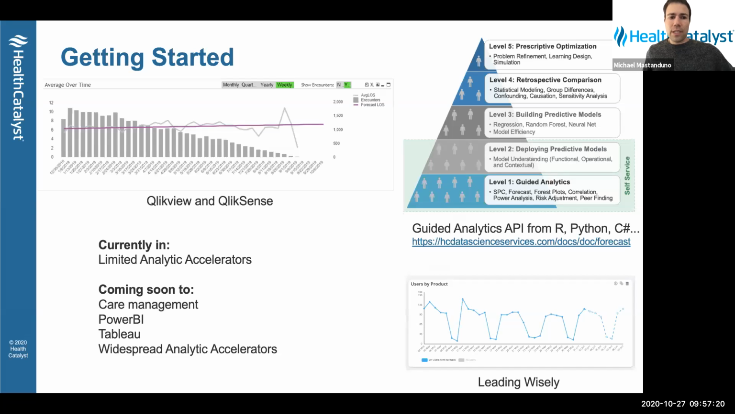So how do you get started with this? We have access to the Guided Analytics API using ClickView and ClickSense for all of your dashboarding needs. We have Leading Wisely integration for forecasting. And then we have the API itself, which you can call from R, Python, C#, whatever language you might want, with documentation at the HC Data Sciences Services address. We're currently in limited release with analytic accelerators, such as the COVID-19 elective surgery recovery accelerator. And we'll be coming soon to care management, Power BI, Tableau, and more widespread analytic accelerators.